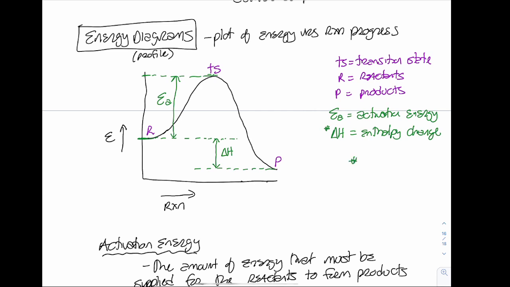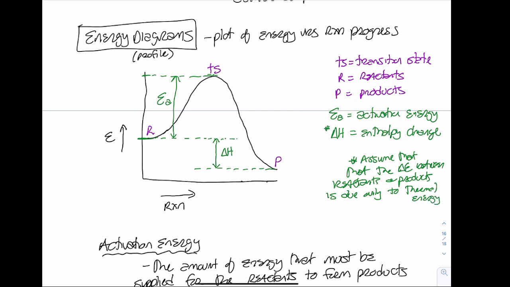So my little asterisk: we're assuming that the energy difference, so delta E for energy difference between reactants and products, is due only to thermal energy, heat energy.